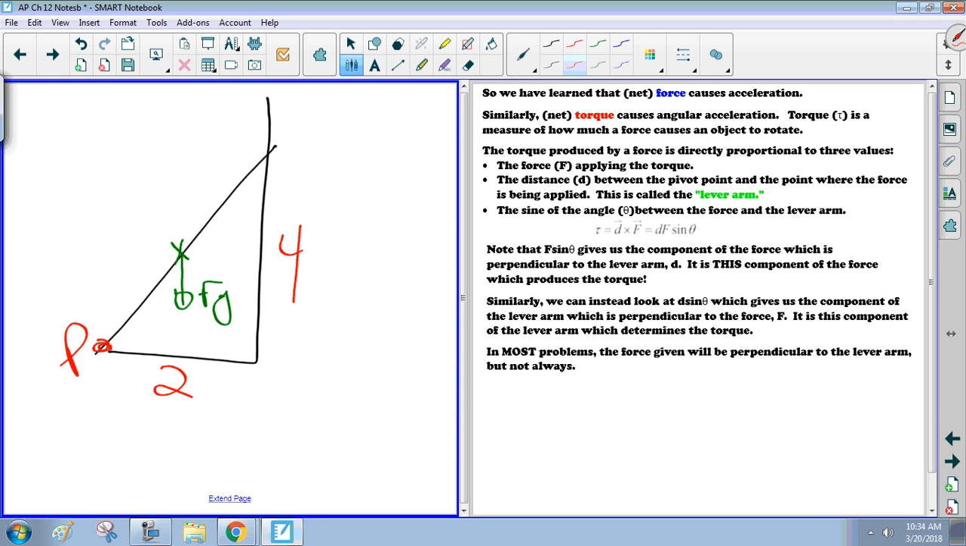Well, technically speaking, your lever arm would be this whole thing. But we don't really care about that. What we care about is the part of that that is perpendicular to the force, which is 1 meter. So it's force of gravity times one. Does that make sense? Because this is my lever arm because my force is vertical.